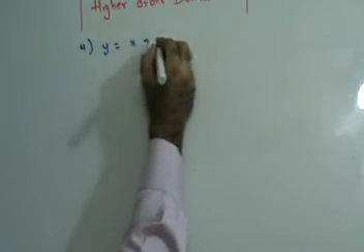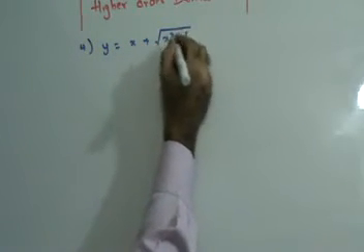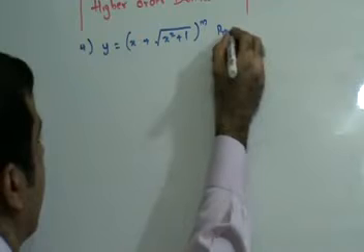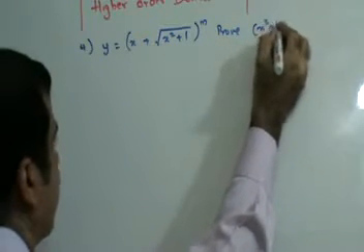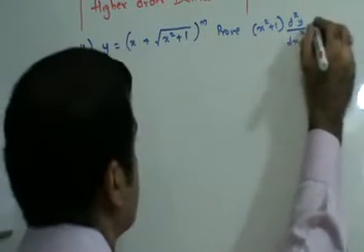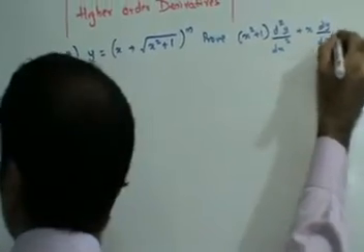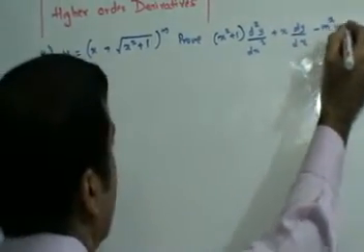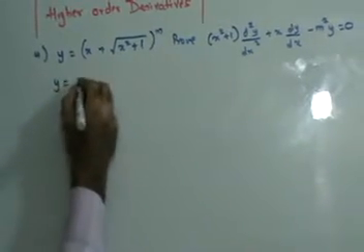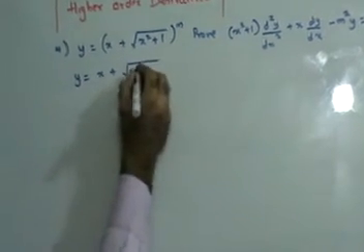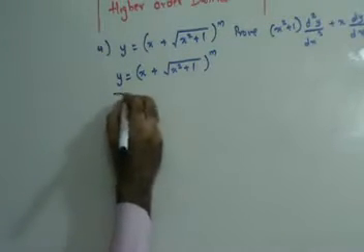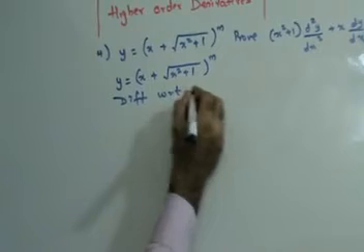Y is equal to x plus root of x square plus 1 the whole raised to m. Prove that x square plus 1 d square y by dx square plus x dy by dx minus m square y is 0. Let us see how do we do this sum. Y is equal to x plus square root of x square plus 1 the whole raised to m. Let's start. I can straight away differentiate this. Differentiate with respect to x.